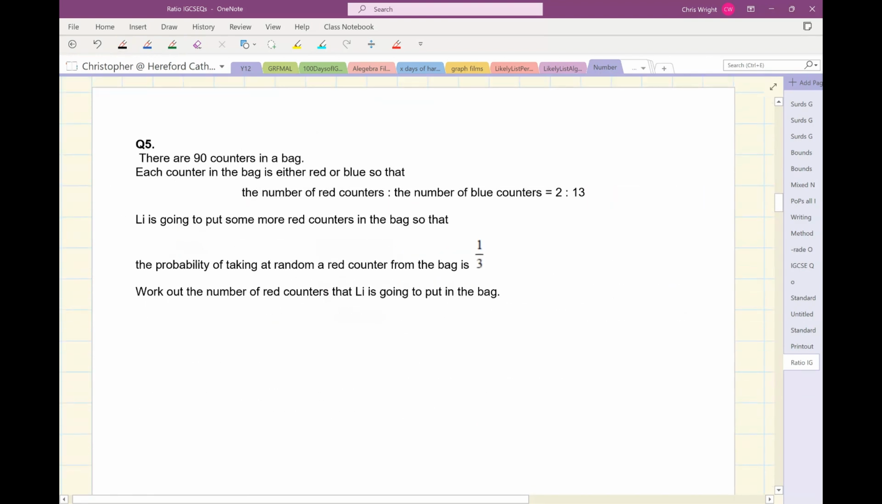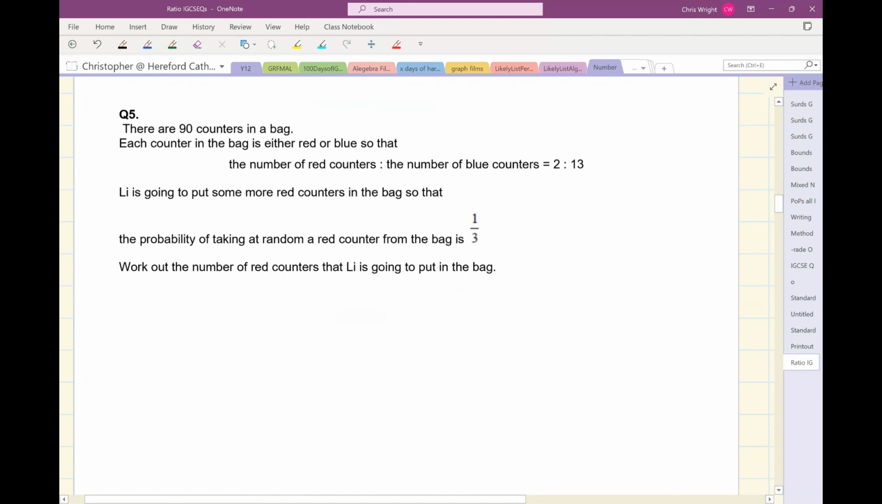Question 5. There are 30 counters in a bag. Oh, sorry, no, there aren't. There are 90 counters in a bag. Each counter in the bag is either red or blue. So the number of red to the number of blue is 2 to 13. By the way, that's a total of 15, isn't it? Oh, and there are 90 counters in the bag, right?